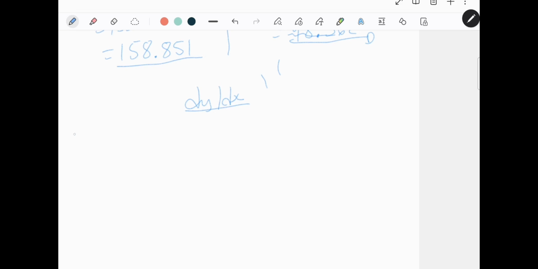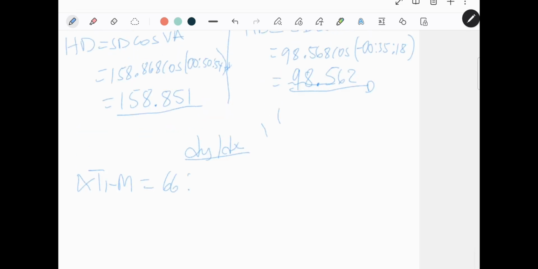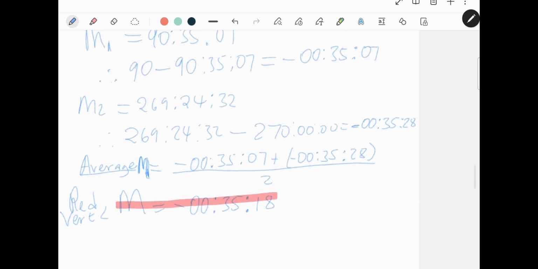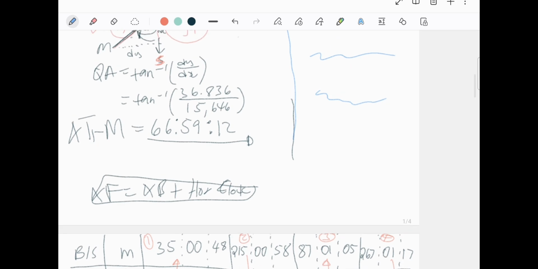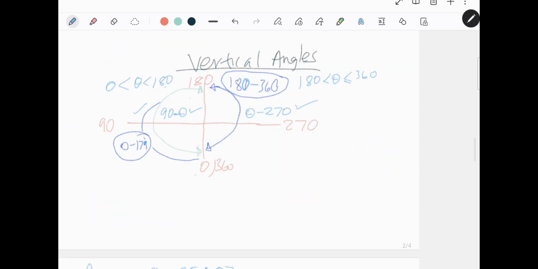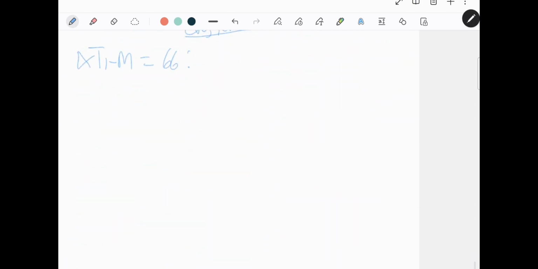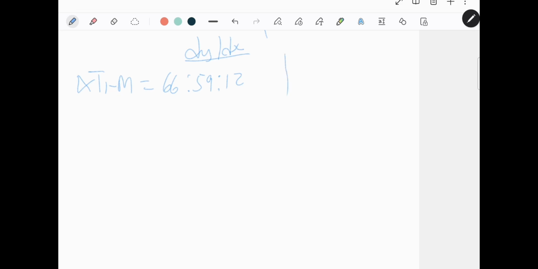So remember we had our backward bearing, which was our T1 to M, equal to what? 66. Let's go and confirm it. Where's that backward bearing here? The one that we found using our joint. It was 66, 59, 12. You can just put a check here. 66, 59, 12.